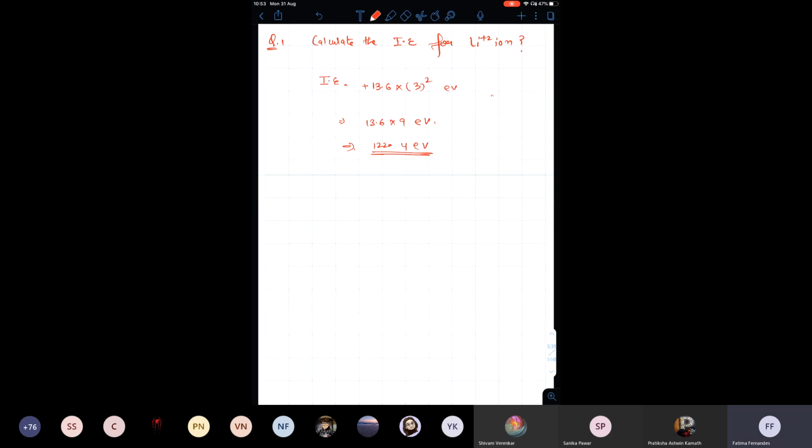All of you understood this? Calculate the amount of energy required to remove fifth electron from boron atom.